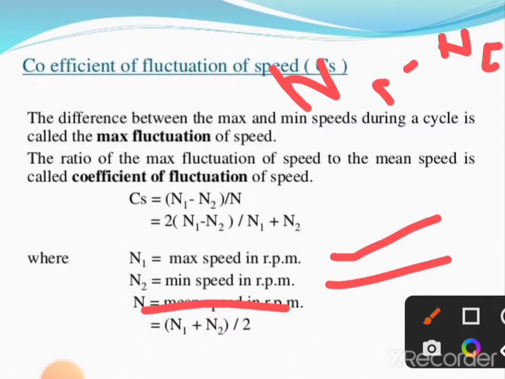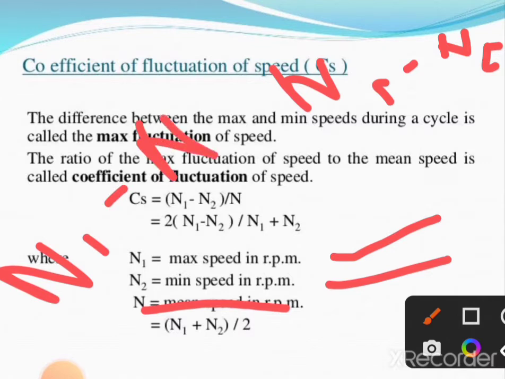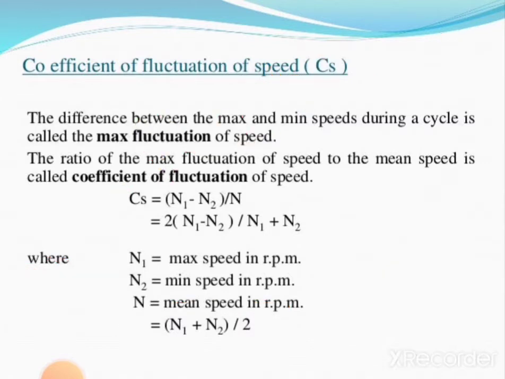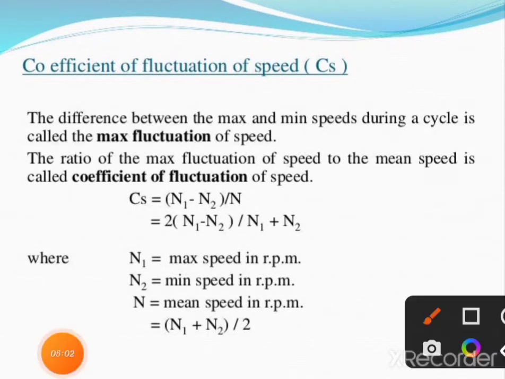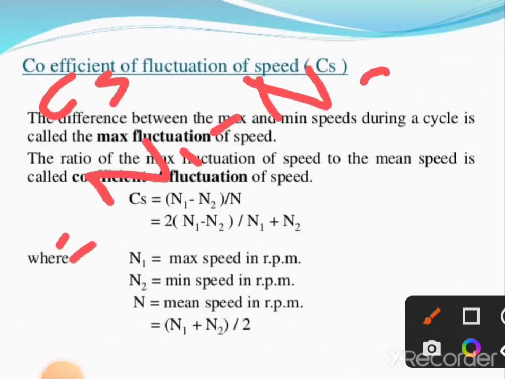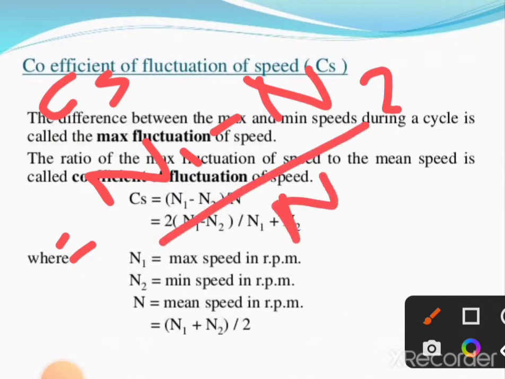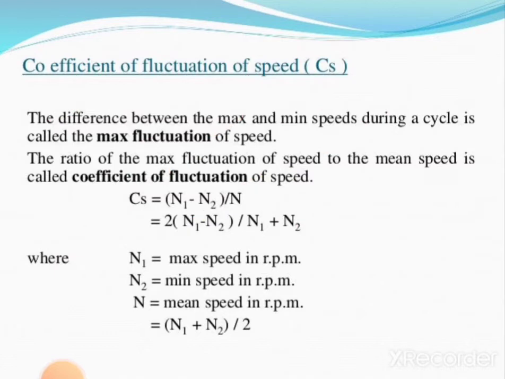N1 minus N2 is the maximum fluctuation. Then the coefficient of fluctuation of speed Cs is given by the maximum fluctuation, that is N1 minus N2, upon N. Again, Cs is equal to 2 times N1 minus N2 upon N1 plus N2, because mean speed is N1 plus N2 by 2. N is equal to N1 plus N2 by 2.